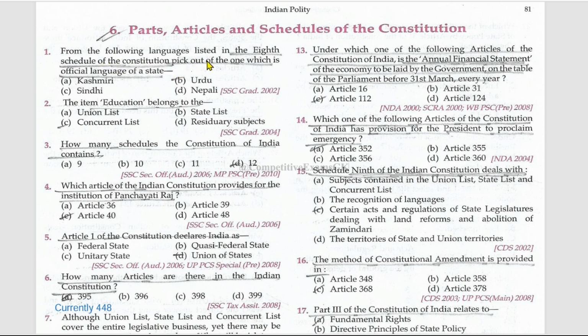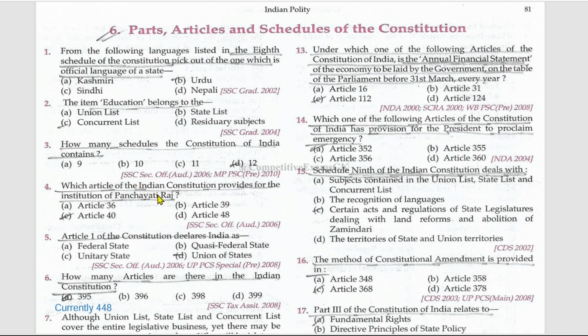From the following languages listed in the 8th Schedule of the Constitution, pick out the one which is the official language of the state: Urdu. The item education belongs to the concurrent list. How many schedules does the Constitution of India contain? 12. Initially, how many schedules were present, and after that, how many schedules were added, and what are those amendments? Mention those in the comments.